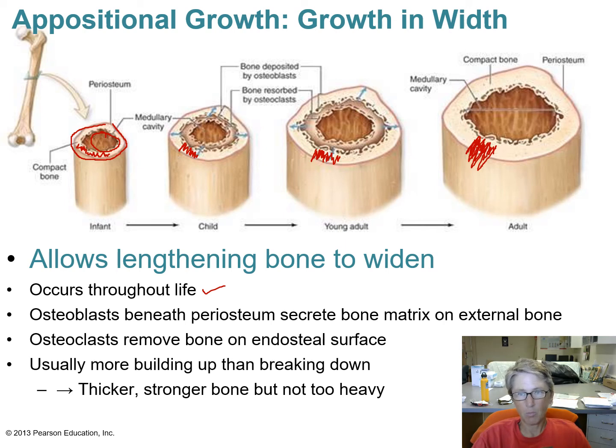Your bones can get wider or narrower. The osteoblasts that live beneath the periosteum will secrete the bone matrix onto the external bone, and you can grow your bone in width. And then osteoclasts can remove bone on the endosteal surface. So that's what it shows here. Bone is being deposited by osteoblasts, sorry, because the osteoblasts live just beneath the periosteum, and they're making osteoid here, and you're making bone. And then in the lining of the endosteum, you've got some osteoclasts living there, and they do bone resorption, or breaking down of bone.